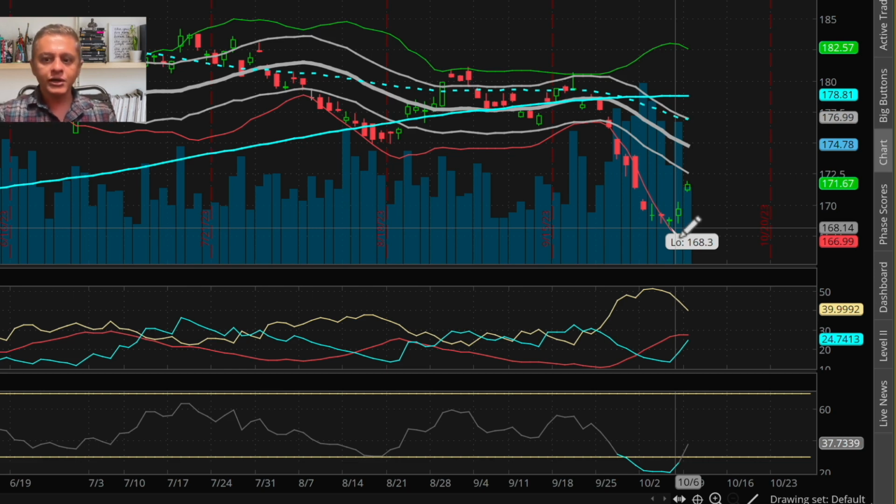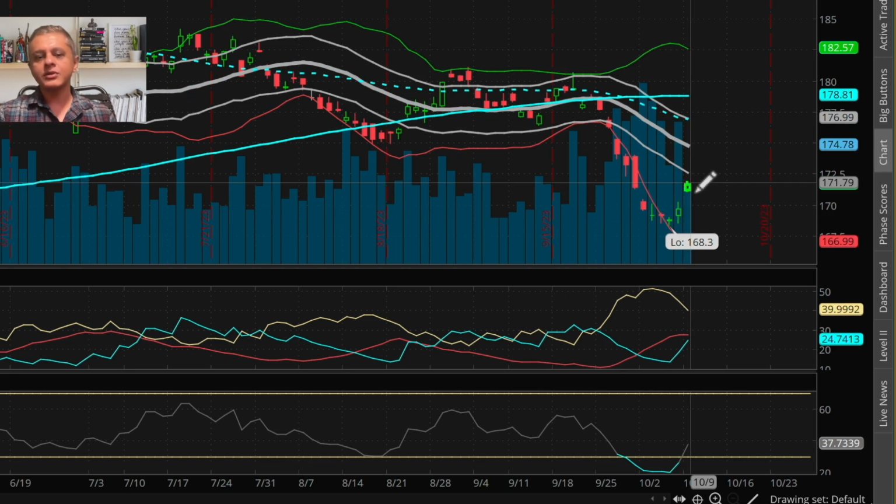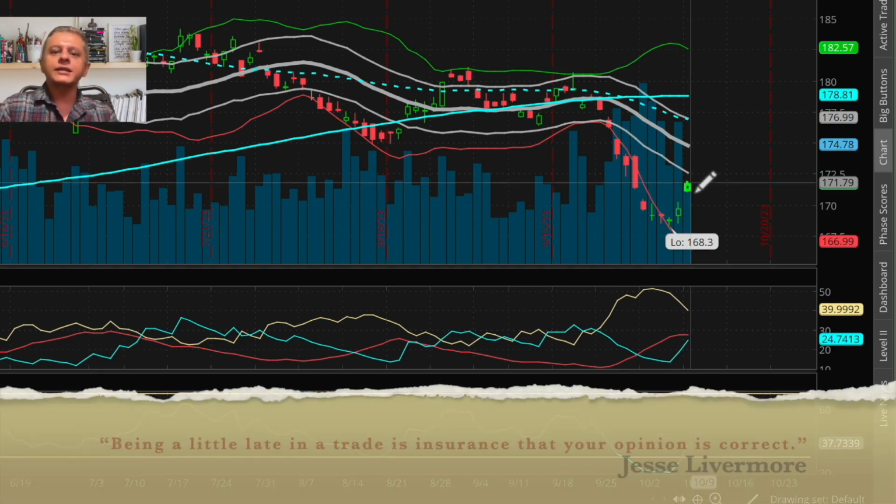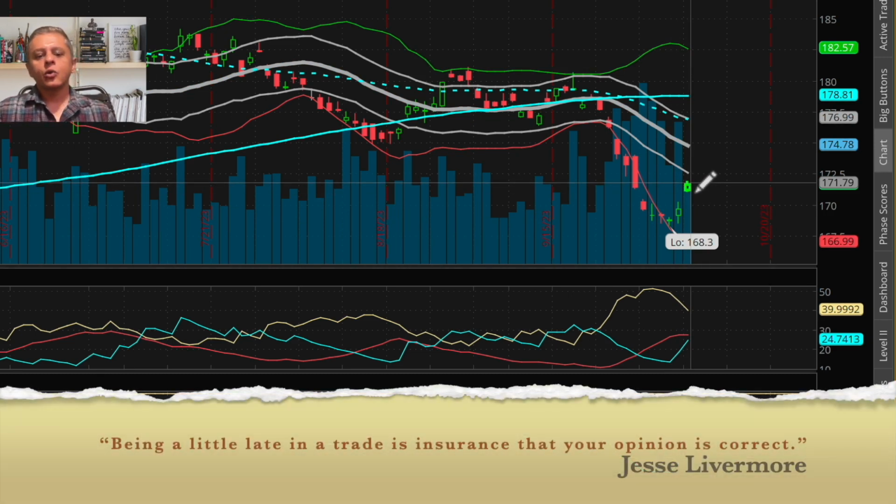In this case, the bottom is here at 168. And then I waited for a couple of days. One day here, there's a gap up, and the stock is now at almost 172. So I did miss the bottom, but there's no problem because as a wise man said, waiting for confirmation is your insurance that you are directionally right.